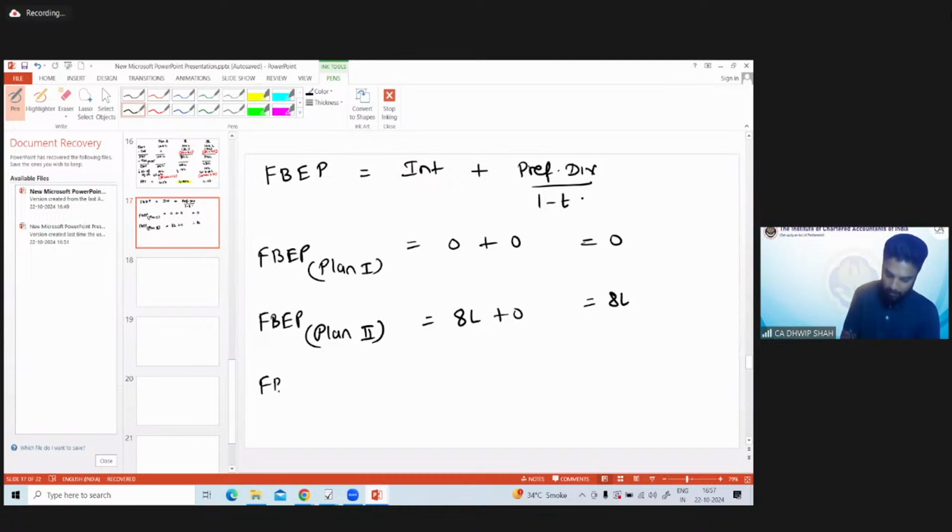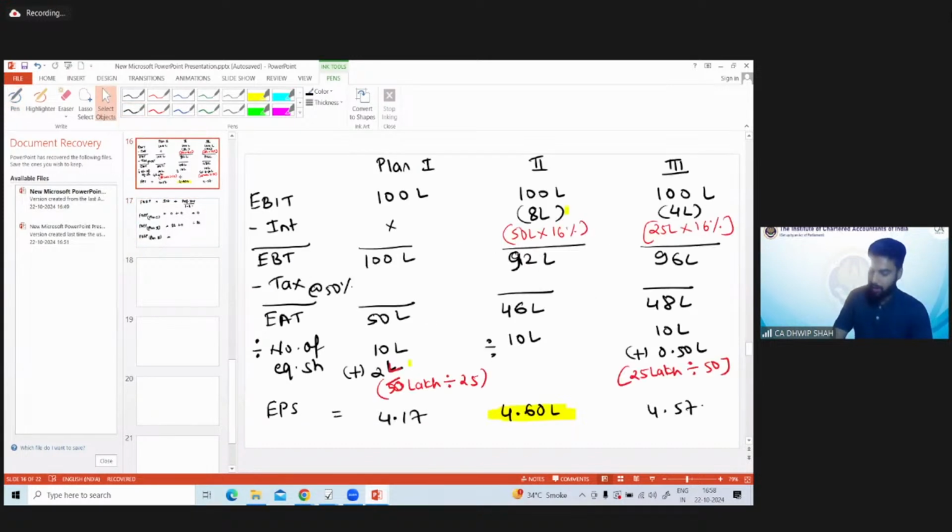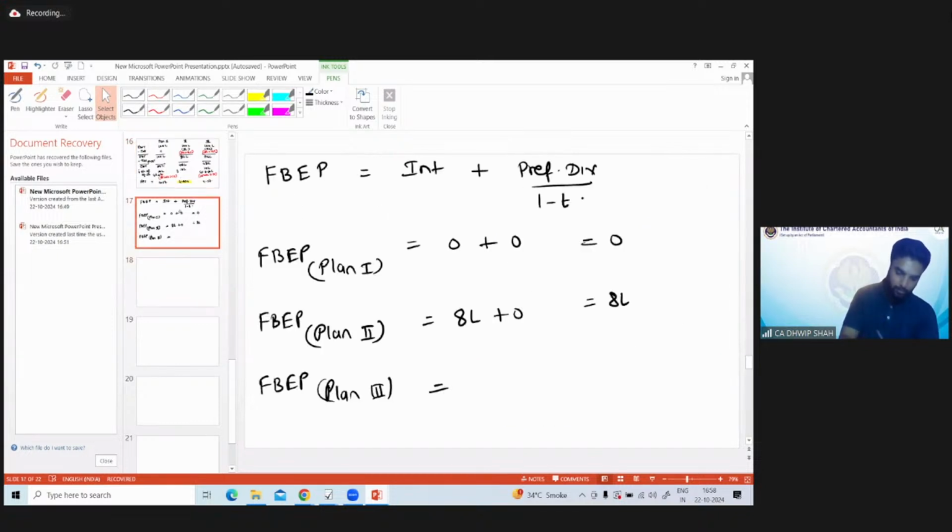And financial break-even point in plan 3 would be 4 lakh plus 0, because there is no preference share capital in either of the plans. So 4 lakh. And if you want to verify the results, you can verify as well.